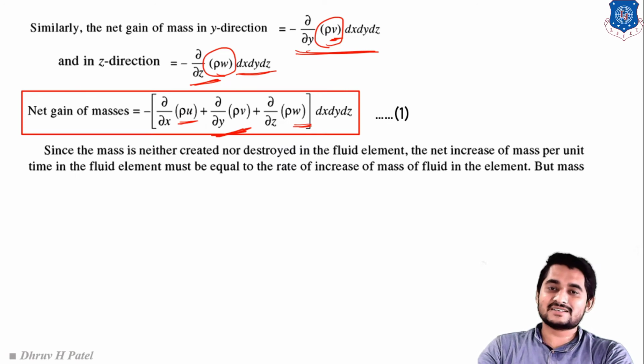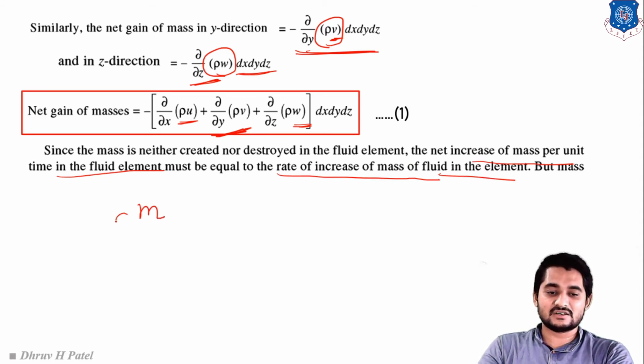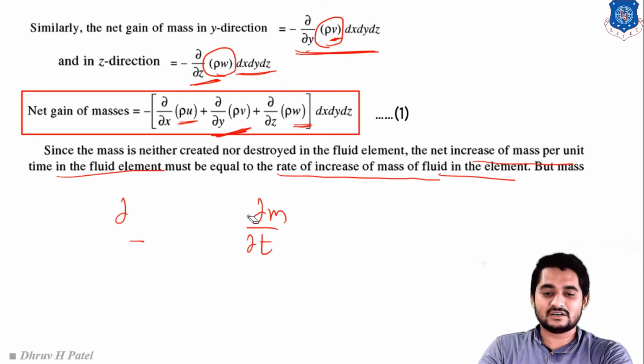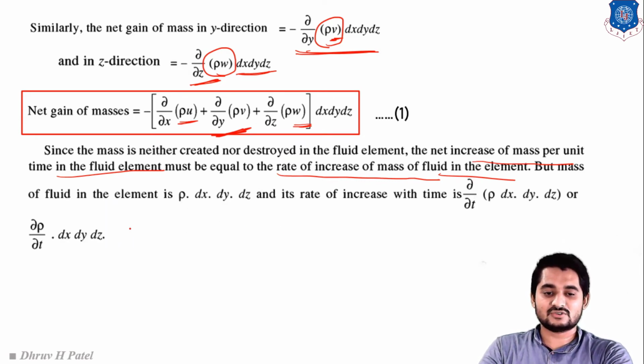Now since mass is neither created nor destroyed, the net increase of mass per unit time of the fluid element must be equal to the rate of increase of mass of the element. That means del m by del t, that is known as the rate of increase of mass. So here we have to take del m by del t.